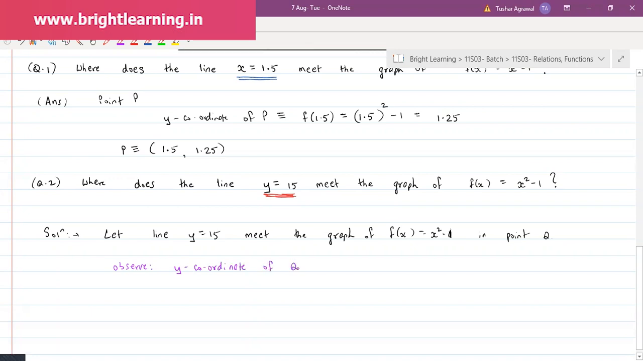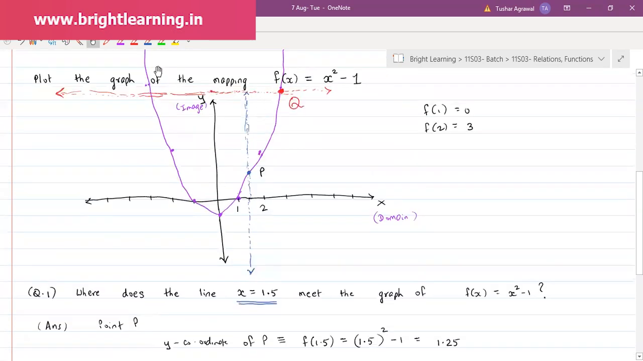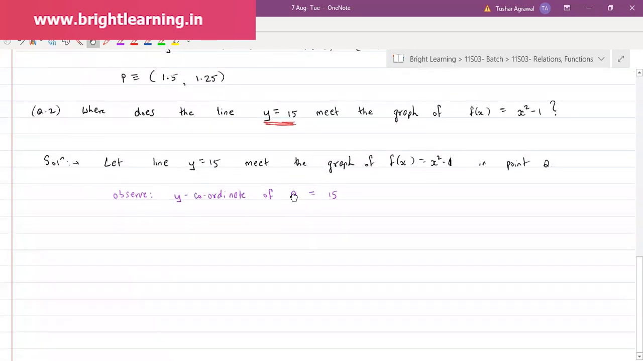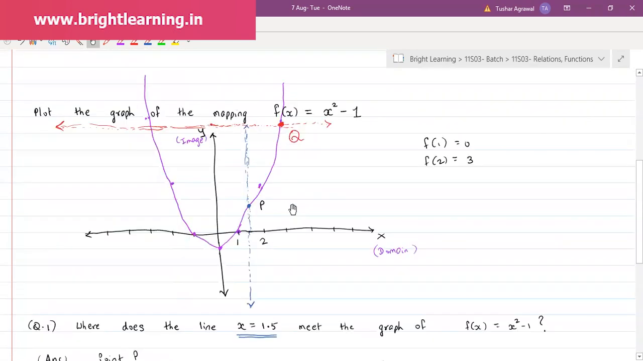The y coordinate of Q will be, whatever the graph is, this is a very simple U shape. Even if it's a very random shape, the y coordinate will be 15. So if the y coordinate is 15, what will be the corresponding x coordinate? Let that corresponding x coordinate be anything.